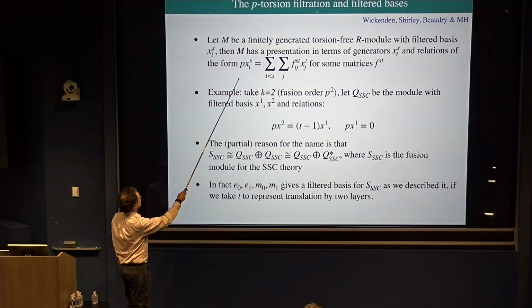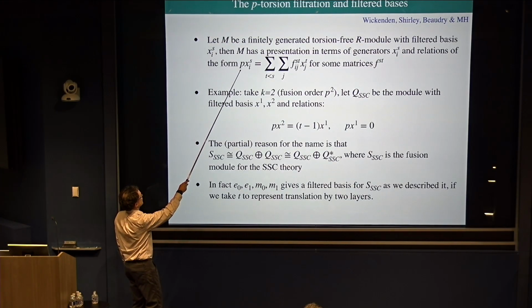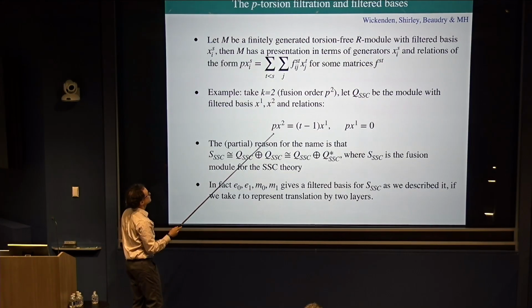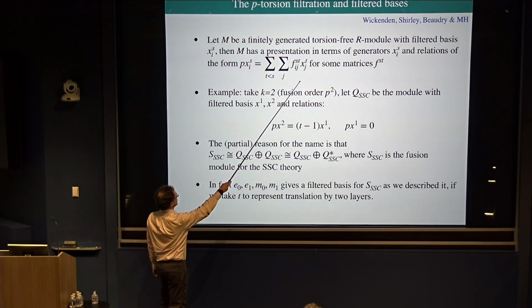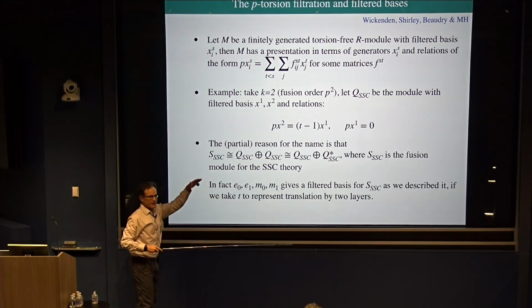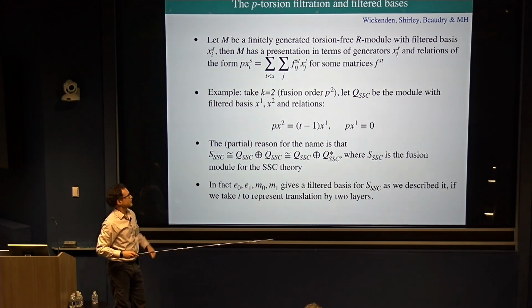Okay. But the other important thing is that all of the fusion can be expressed in terms of these basis elements. And actually, all you need to know is what happens when you take a basis element and you multiply it by P. And then you have to get a linear combination of basis elements that live at lower orders of this filtration.